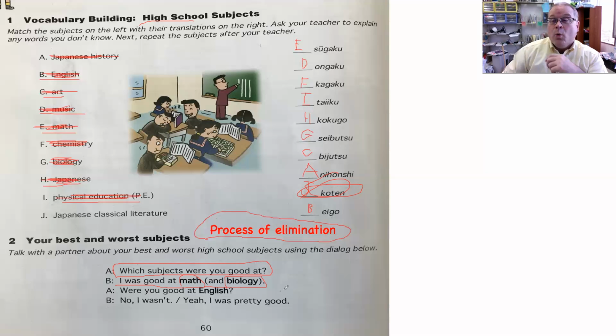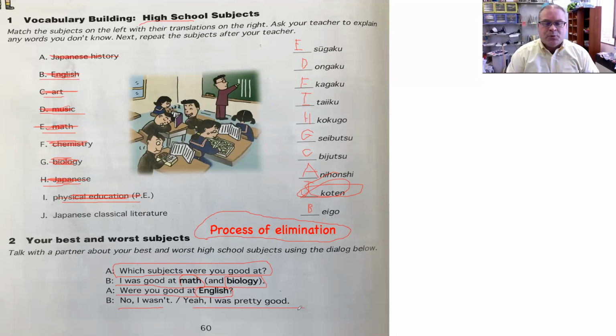Good, okay. Were you good at English? Were you good at English? Good. No, I wasn't. Okay, no, I wasn't. Yeah, not bad. Yeah, I was pretty good. Very good. Okay, so your answer is a good answer.